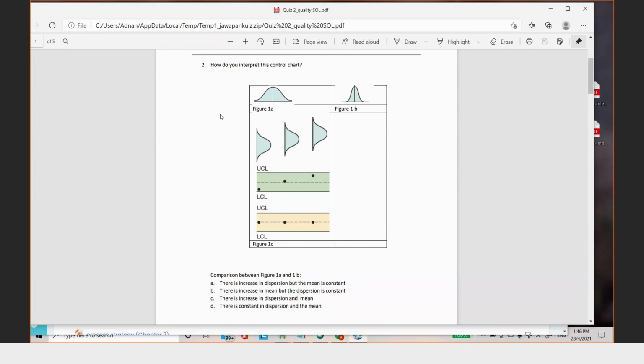Okay, we have this figure, 1A and 1B. This is 1A, this is 1B. Apa beza antara A and B? Which one is better? Apa yang sebenarnya berlaku di sini antara A dan B? If I ask you this comparison between figure 1A and 1B, apa sebenarnya jawapan mana yang betul? Apa sebenarnya yang berubah?